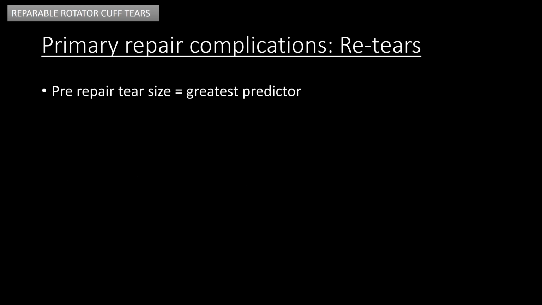In general, the greatest predictive factor for re-tear is the size of the original tear, meaning that larger AP dimension or higher grade of tears, with retraction, pose the greatest risk for re-tear.